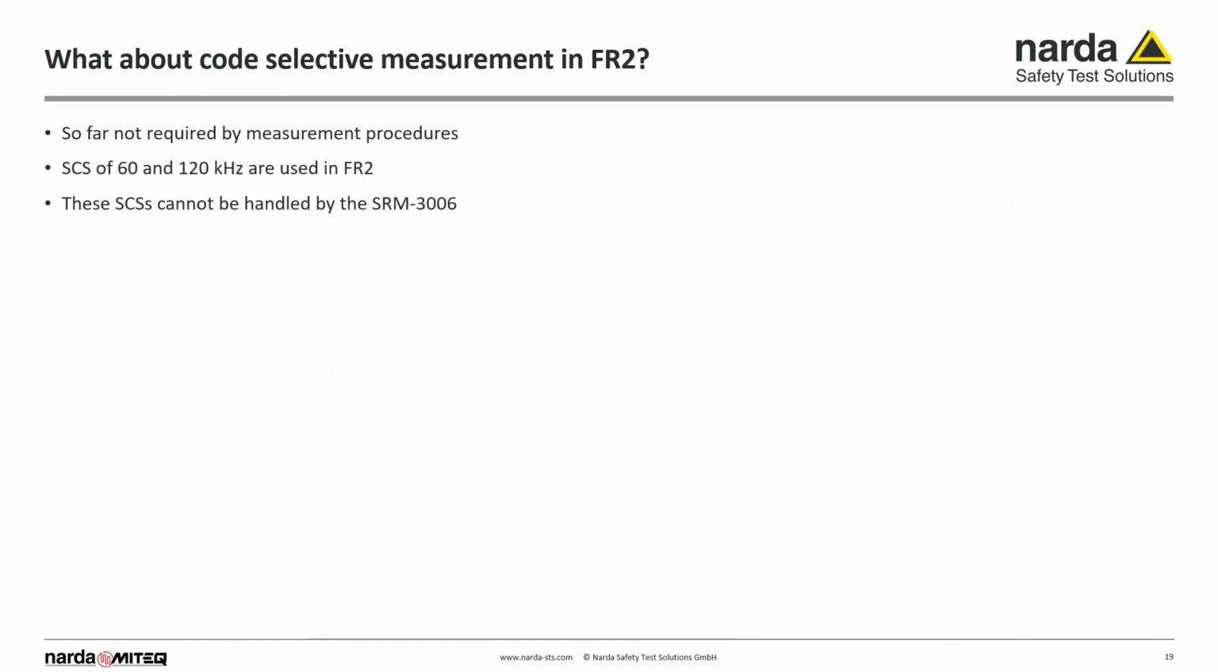And what about a code-selective measurement in frequency range 2? So far, no measurement procedure exists for this. The subcarrier spacing in FR2 is 60 and 120 kHz. The SRM-3006 cannot decode this spacing as far as we know right now.